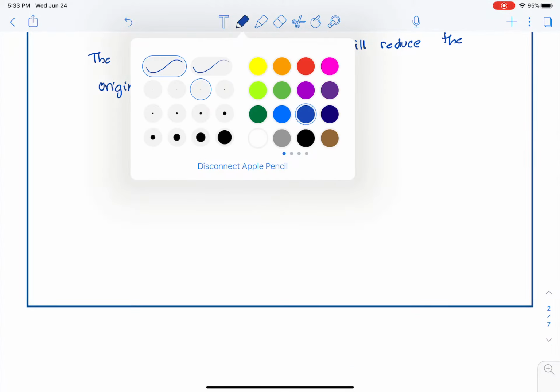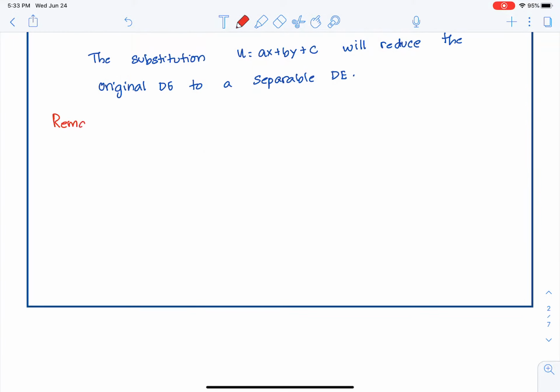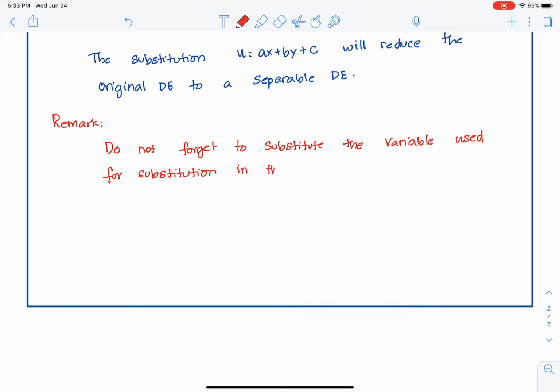An important remark here is, regardless of what type we have, do not forget to substitute the variable used for substitution in the solution using the original variables in the DE. What do I mean by that?